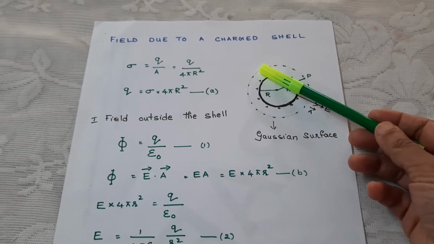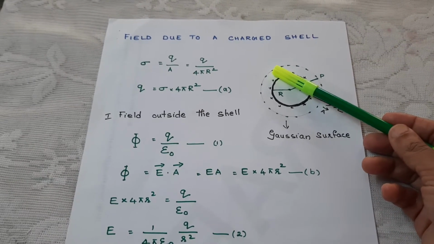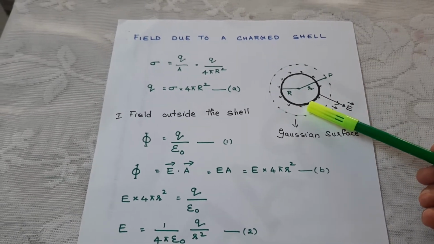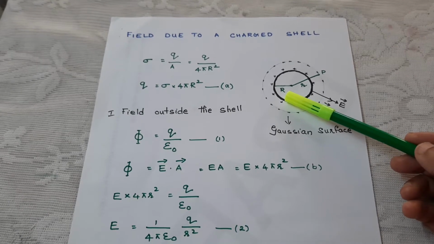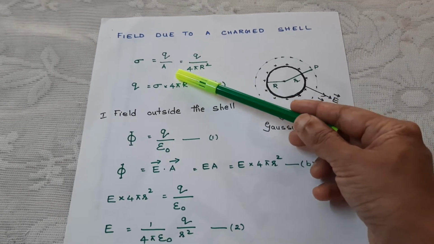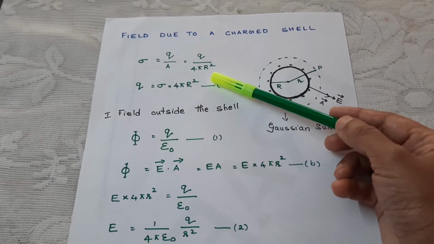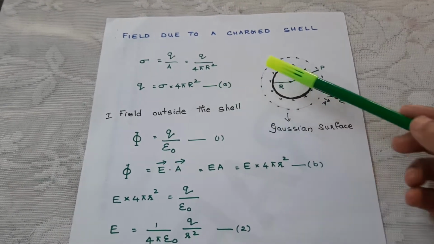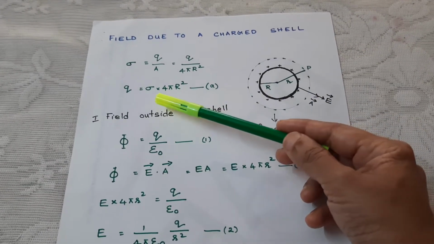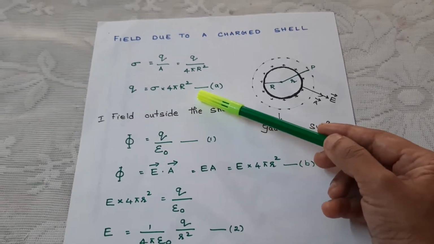In this class, let us learn the electric field due to a uniformly charged spherical shell. Consider a positively charged spherical shell of radius capital R. The surface charge density sigma, defined as charge per unit area, is equal to Q by 4 pi R square, where 4 pi R square is the surface area of the shell. So the charge on the surface of the shell is Q equals sigma into 4 pi R square.